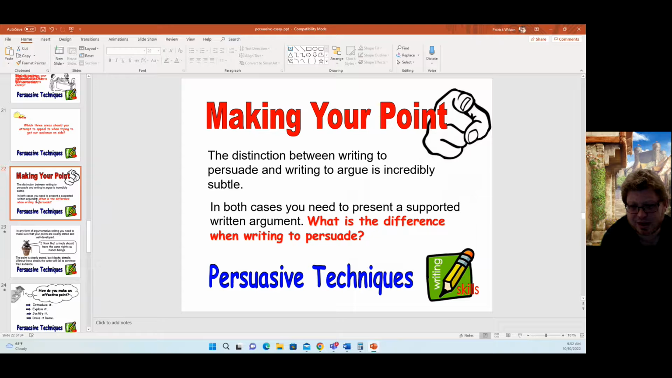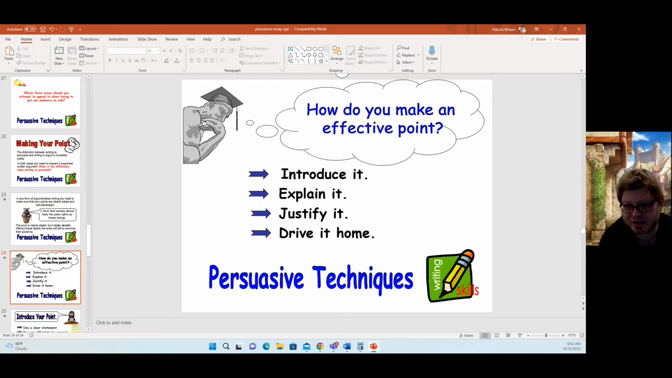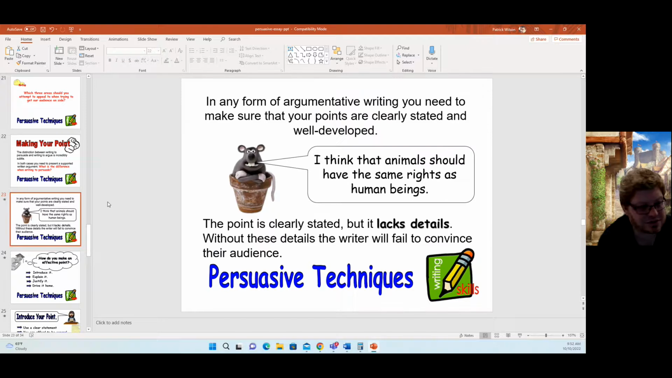The distinction between writing to persuade and writing to argue is incredibly subtle. In both cases, you need to present a supported written argument. What is the difference when you're writing to persuade? In any form of argumentation writing, you need to make sure that your points are clearly stated and well developed. Again, this is going to be a segue into the research paper, because there you're going to be doing a little bit more argumentative examples than trying to do a persuasive particular paper. The point is clearly stated, but it lacks details. Without these details, the writers will fail to convince their audience.